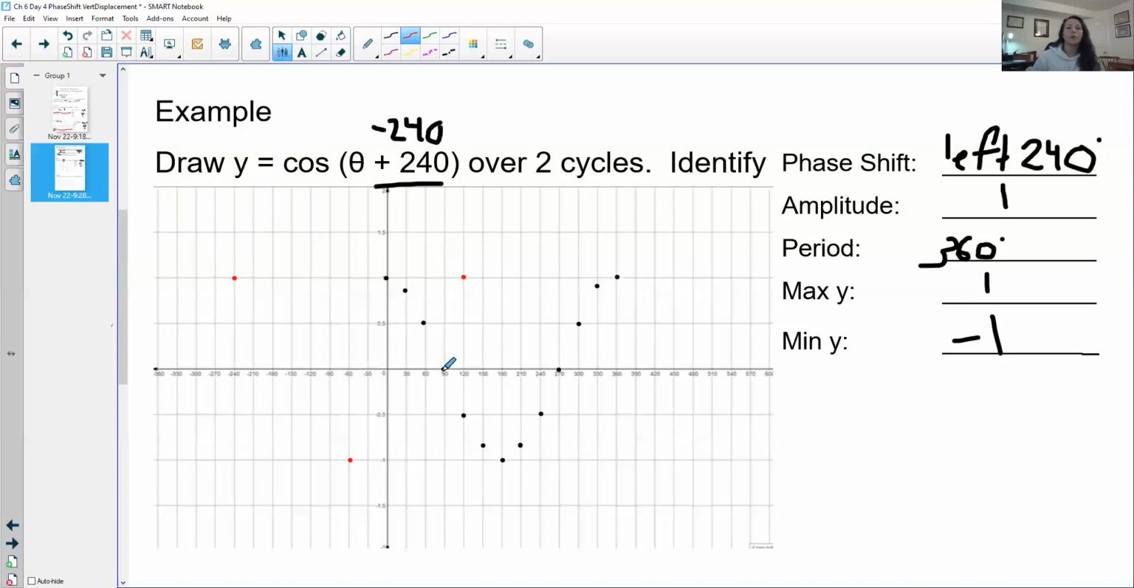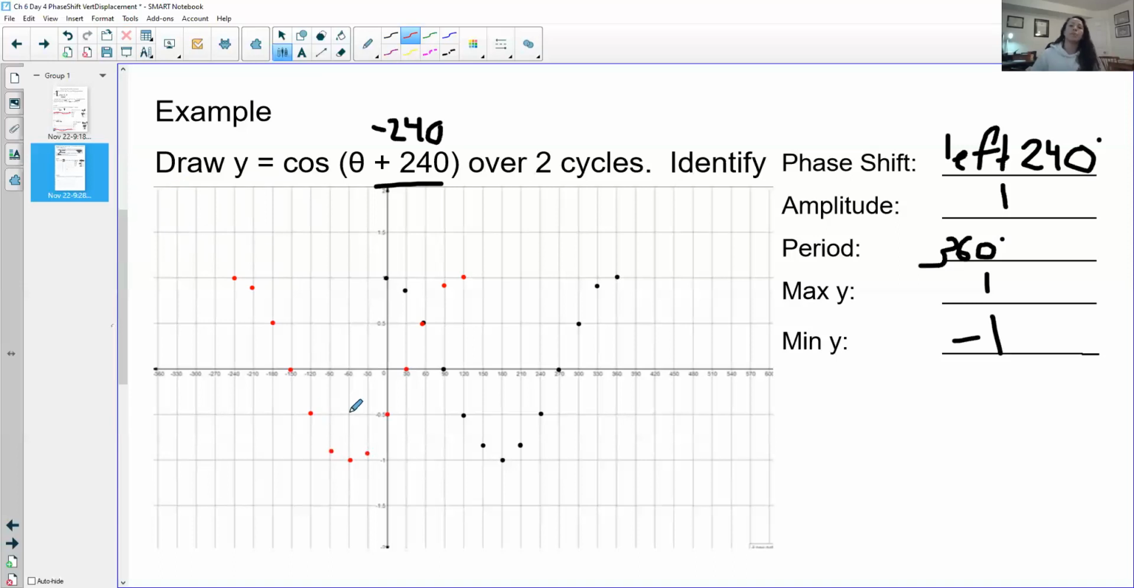90 minus 240, oops, should be right there at 150. And 270 minus 240 should be 30. Okay. And again, I'm going to put all my other extra points in because I know where they go. It's just to make my graph look a little bit neater and nicer.